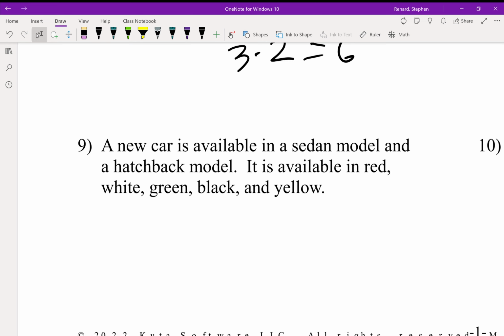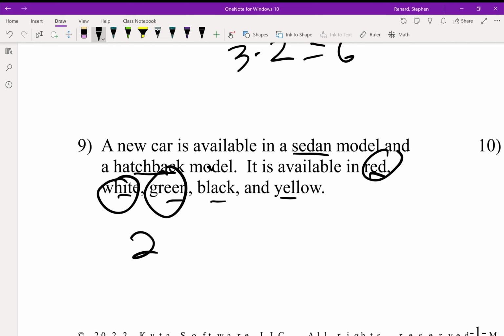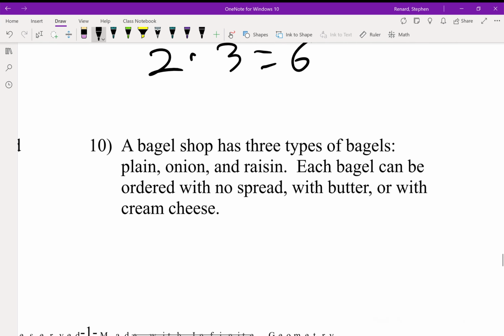A new car is available in sedan or hatchback. That's 2. And then available in red, white, green, black, or yellow. Ooh, lucky day. There are multiple colors. 1, 2, 3, 4, 5. So my options here are sedan red, sedan white, sedan green, sedan black, sedan yellow, or hatchback red, hatchback white, hatchback green, hatchback black, hatchback yellow, or 2 times 5, which is 10. There are 10 possible outcomes.